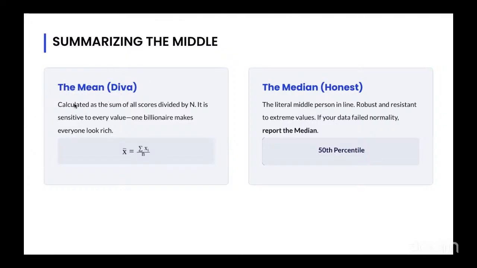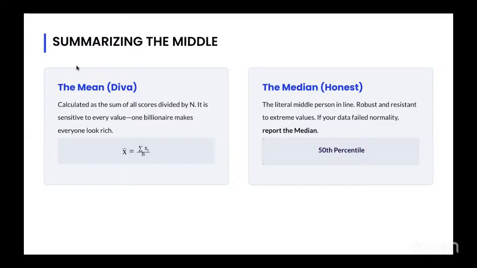We can think of the mean as calculated as the sum of all scores divided by n. It is sensitive to every single value. One billionaire makes everybody look rich, and this is the formula that she follows. We have another thing to look at, which is the median. This is the person standing exactly in the center of the line. It doesn't matter, she will be in the middle. The median is basically robust. It doesn't care about the 200-day outlier, the one patient who stayed.